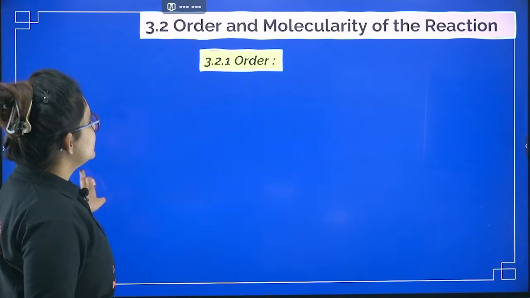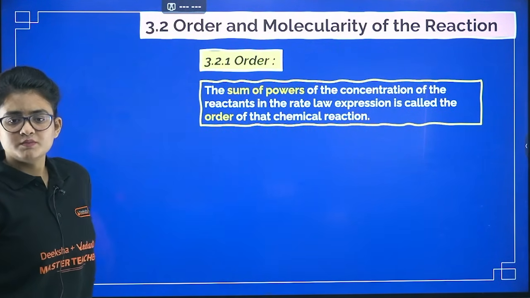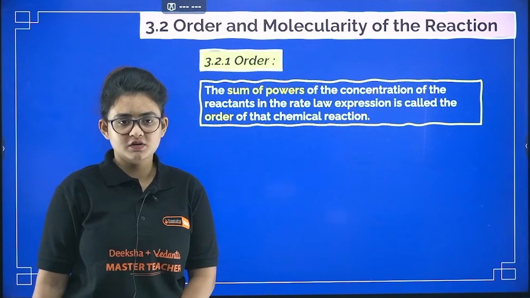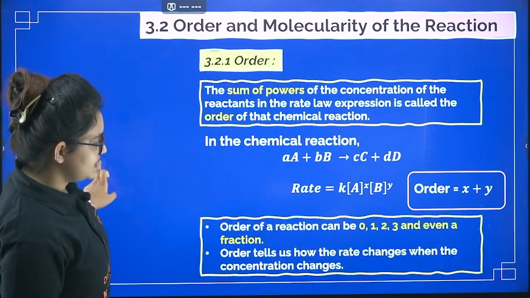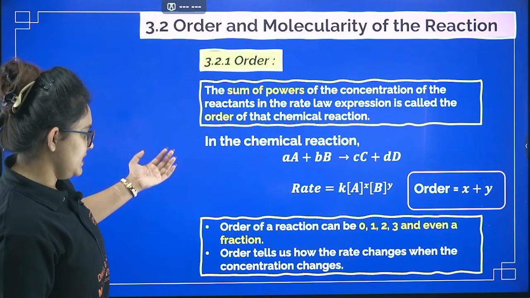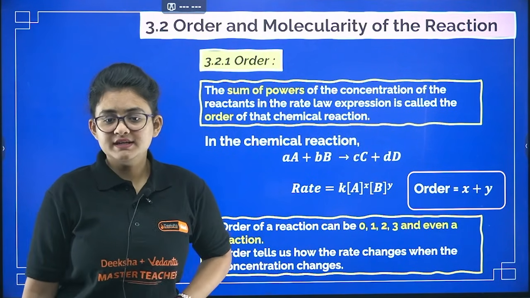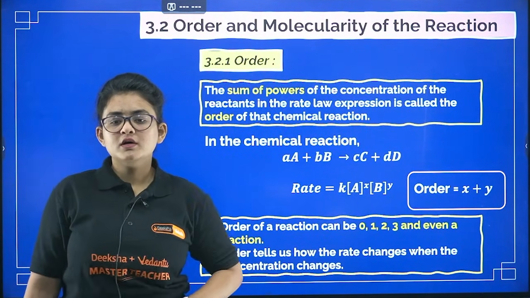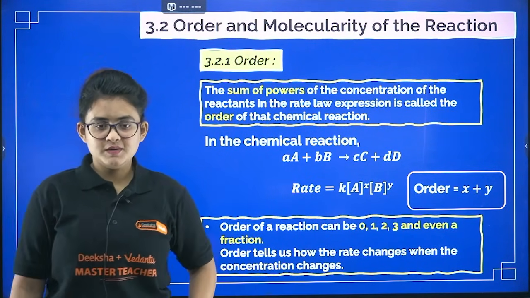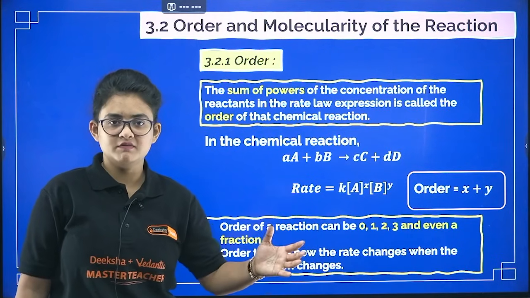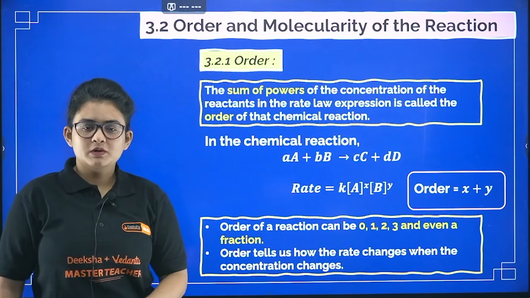Let's proceed. Now we will discuss a little bit about order, that is the sum of the powers. I already told you, the sum of the powers of the reactants in the rate law expression. Here, as I told you, x plus y is the overall order. It can be anything, it can be a fraction as well. Order is a very important thing. It tells us how the rate changes when the concentration gets changed, the way I told you with different experimental facts. I guess this is clear to you.